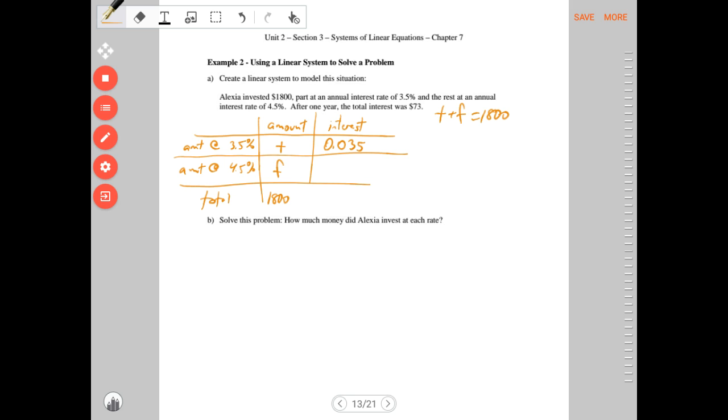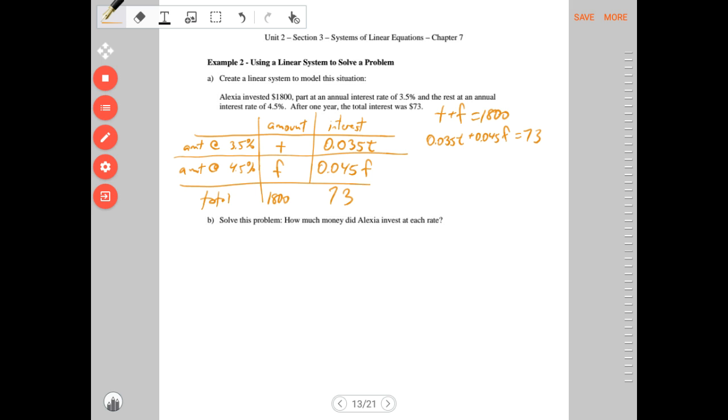Okay, so the interest we earn is that number times the amount we invested, so times T. So the interest we earn is 0.035 T's. Okay, for the 4.5%, it's 0.045 times F. Okay, and we are told that our total interest earned was $73. So 0.035 T's plus 0.045 F's equals 73. Okay, so there is our system of equations.